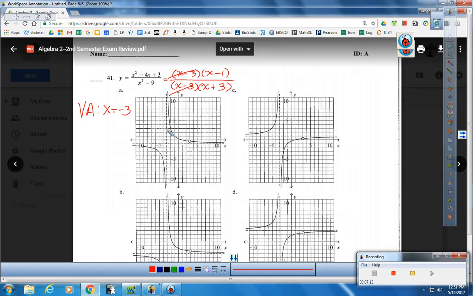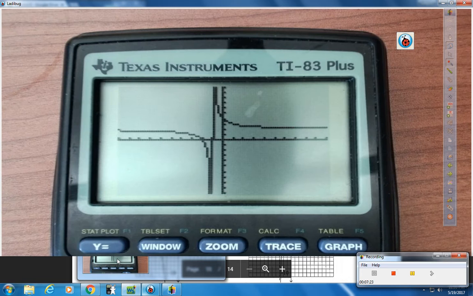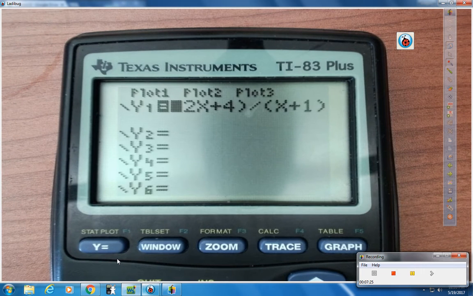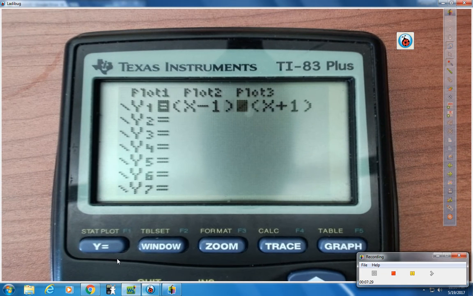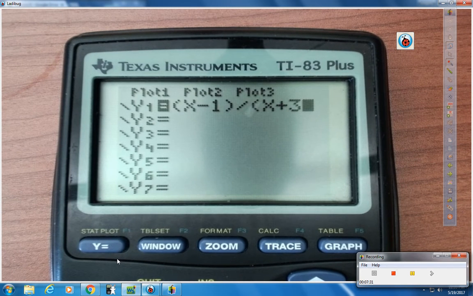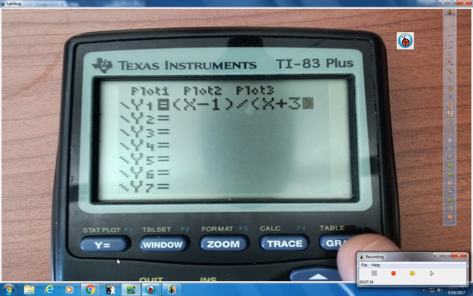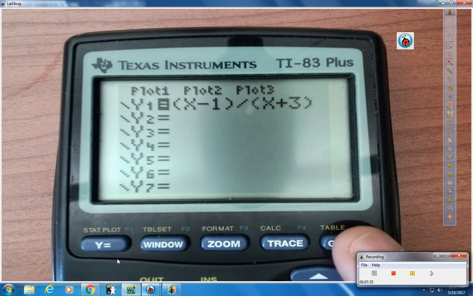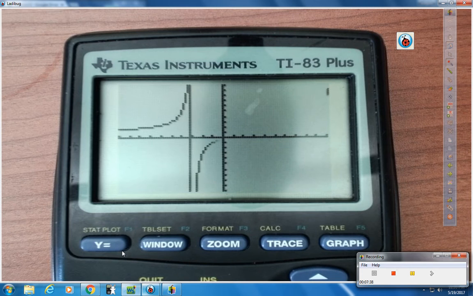Now the function we're going to graph, we're not going to graph the whole thing. We're going to graph x minus 1 over x plus 3. So that's what we're going to graph. So let's take a look at that one. x minus 1 over x plus 3. Okay? We're going to go ahead and graph that. We're going to see which one it looks like.